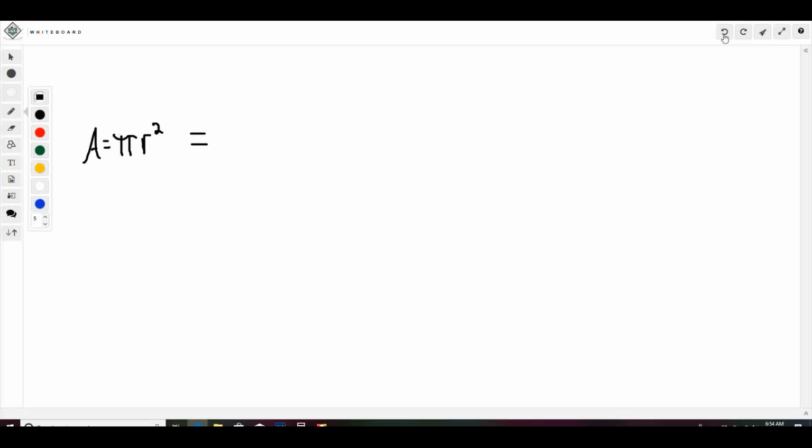So if you will look at worksheet 17.3. It has 1, 2, and 3 that you can use your calculator with. In part 1, it wants you to find the circumference. Remember, circumference kind of goes along with perimeter. It's the outside of your circle.